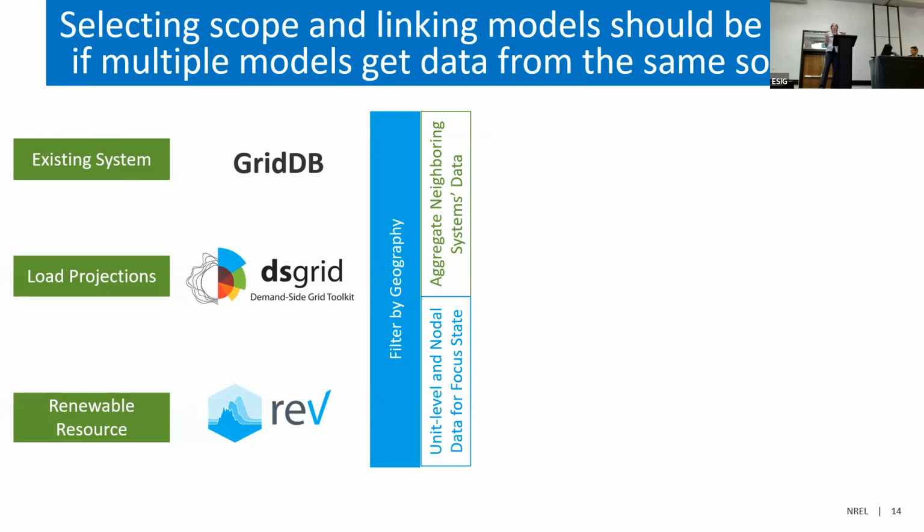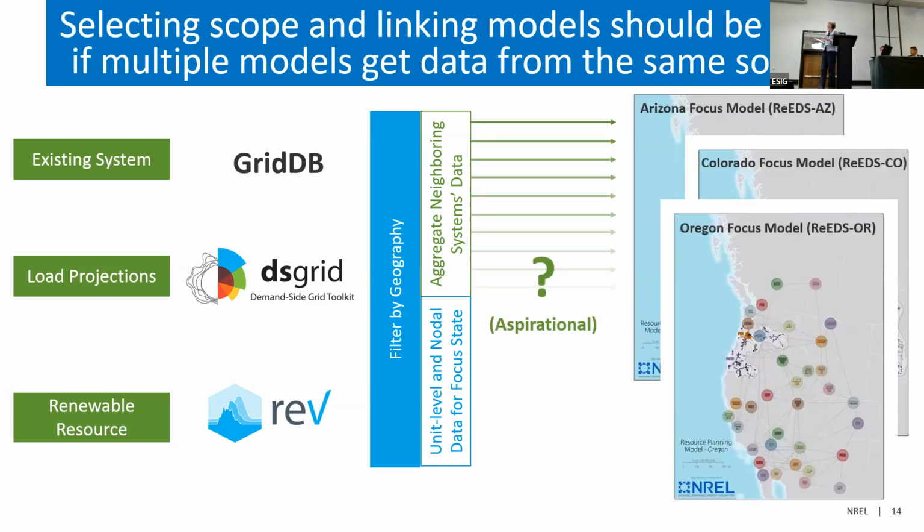So if I'm thinking about a regional or a community scale model, then what I would want to do is filter down to the geography I actually care about. I'd want to leave the unit level information for the zone I'm trying to actually plan for. I might want to do some sort of aggregated zonal representation for the rest of the system. And I'd really like to be able to say in five years or so that we had standard scenarios for every state with combined nodal zonal representation, but that's the dream.